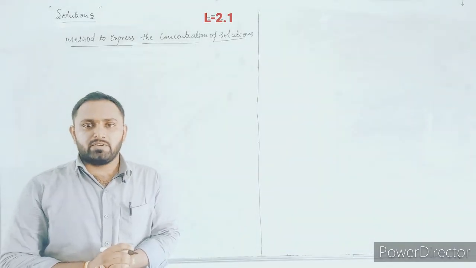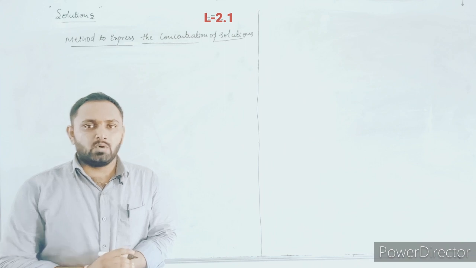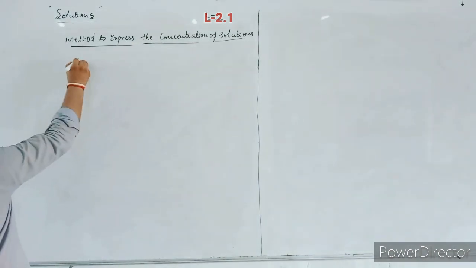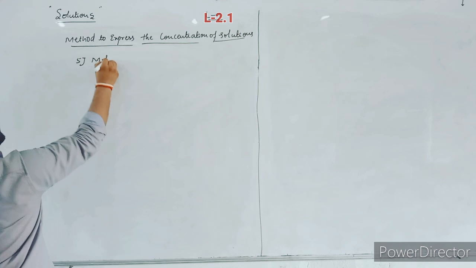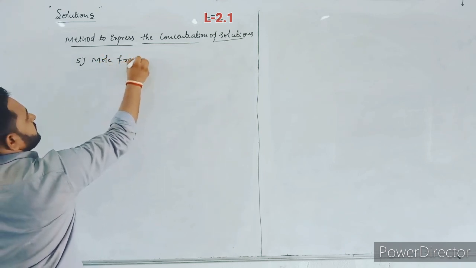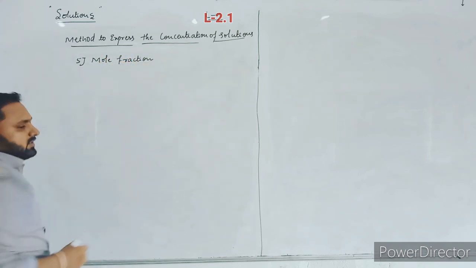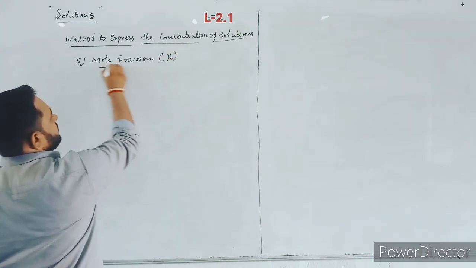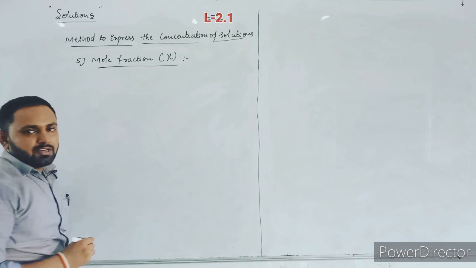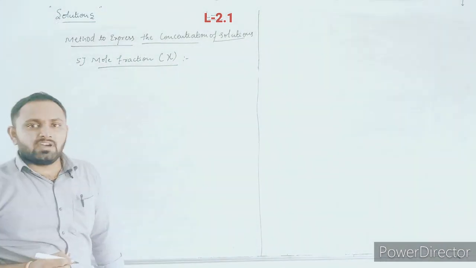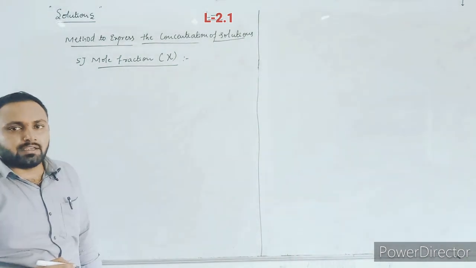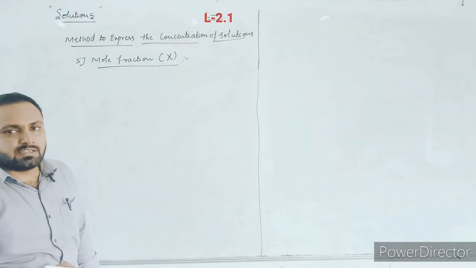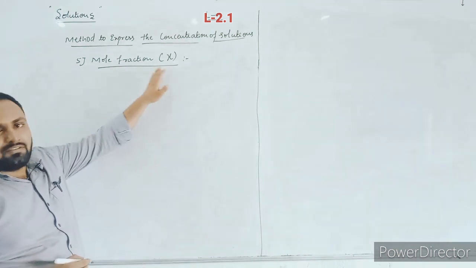Next, let us discuss about the fifth method. Here the fifth method is mole fraction. Here mole fraction is represented by a Greek letter. What is a mole fraction? The ratio of the number of moles of a particular component to total number of moles present in the solution is called a mole fraction.